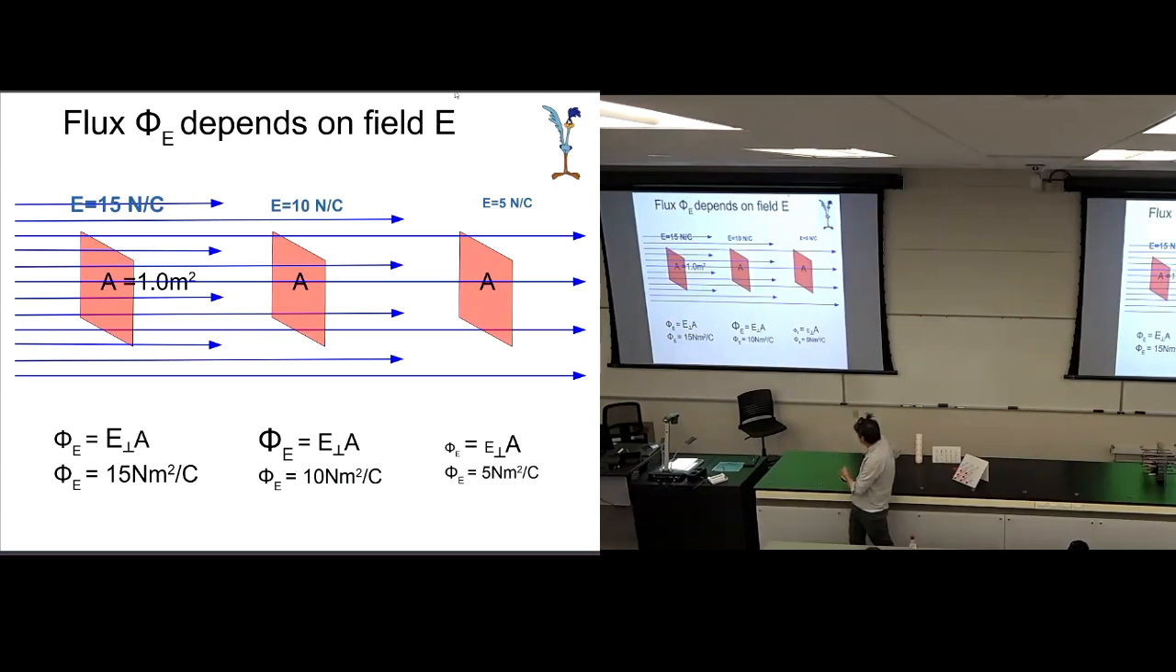Again, I've calculated the flux downstairs here by this equation that says that flux is equal to the perpendicular component of the electrical field, perpendicular to the surface, times the area of the surface. In this case, all the areas are the same, but the field's bigger on the left, so the flux is bigger on the left. The field is smaller on the right, so the flux is smaller on the right. And the field is intermediate in the center, so the flux is intermediate in the center. So this just illustrates that flux also depends on the strength of the field, which is kind of an obvious thing too.